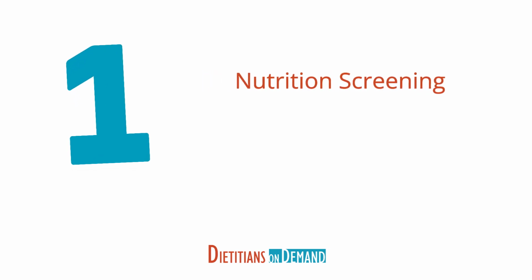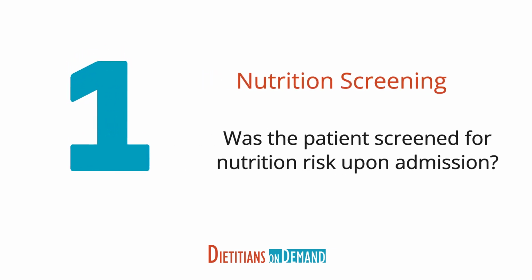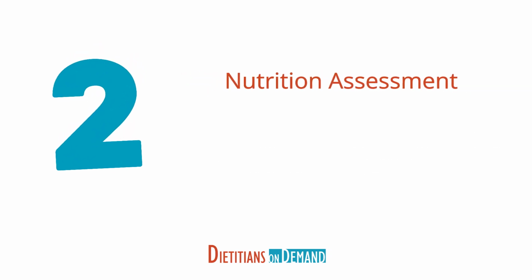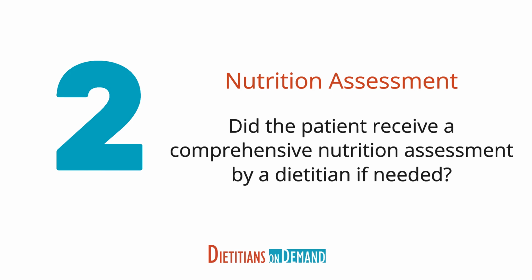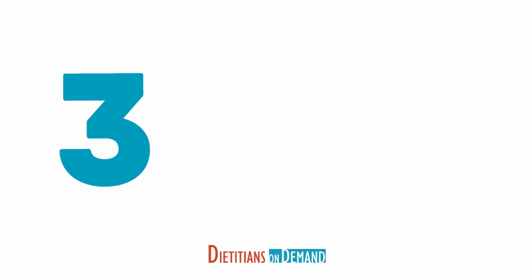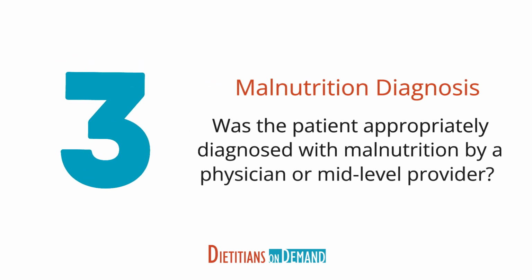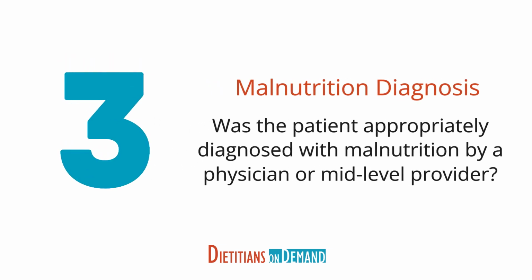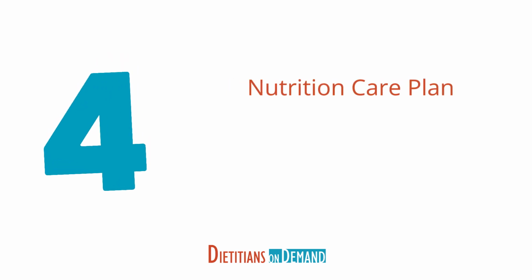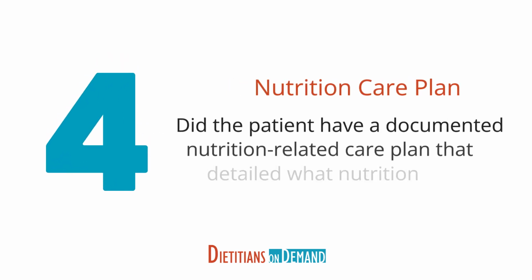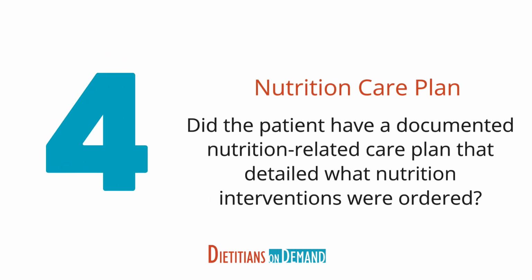Number 1, nutrition screening. Was the patient screened for nutrition risk upon admission? Number 2, nutrition assessment. Did the patient receive a comprehensive nutrition assessment by a dietitian if needed? Number 3, malnutrition diagnosis. Was the patient appropriately diagnosed with malnutrition by a physician or mid-level provider? And number 4, the nutrition care plan. Did the patient have a documented nutrition-related care plan that detailed what nutrition interventions were ordered?